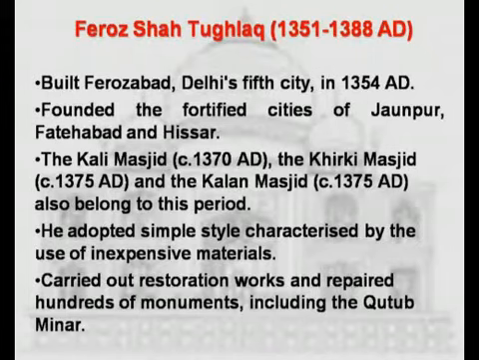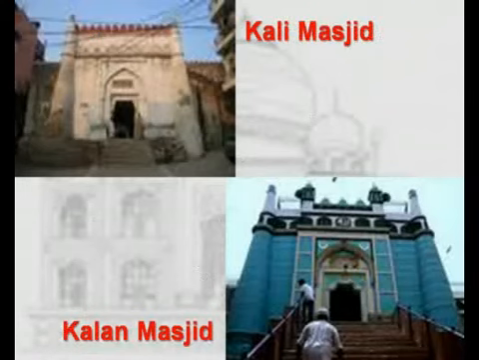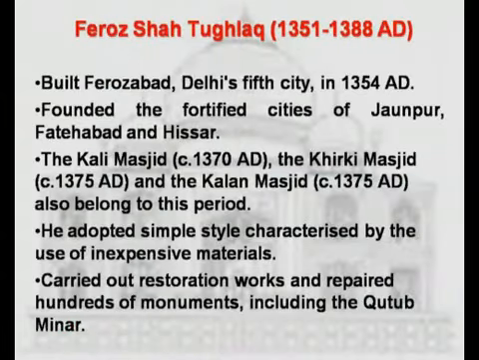He is credited with founding the fortified cities of Jaunpur, Fatahabad and Hisar. Kali Masjid, Khirki Masjid, Kalan Masjid also belong to this period, the last two being raised on a tehkhana or substructure of arches. His construction works were of a unique simple style characterized by the use of inexpensive materials. He also took up large-scale restoration work, including that of Qutub Minar, which was damaged by lightning in 1369 AD.